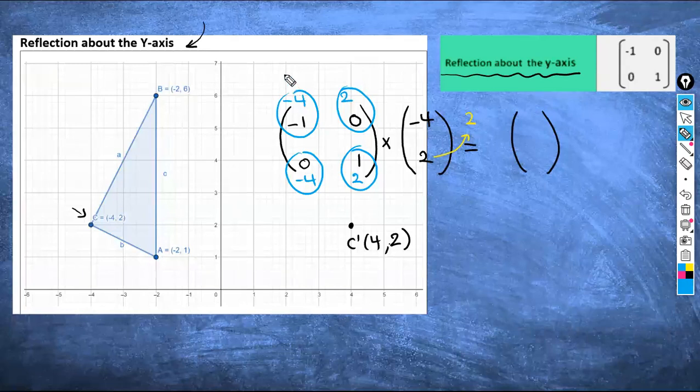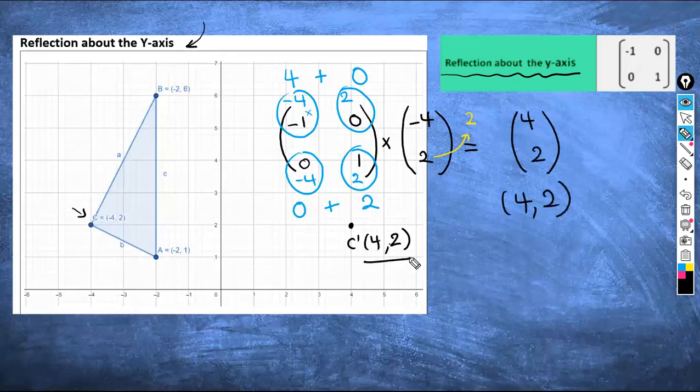-4 multiplied by -1 is +4. 2 multiplied by 0 is 0. 0 by -4 is 0. 1 multiplied by 2 is 2. Those are the 2 top answers, and the 2 underneath answers. 4 plus 0 is 4. 0 plus 2 is 2. You all notice we get the same thing, right? If I write it like a coordinate, we get 4, 2.